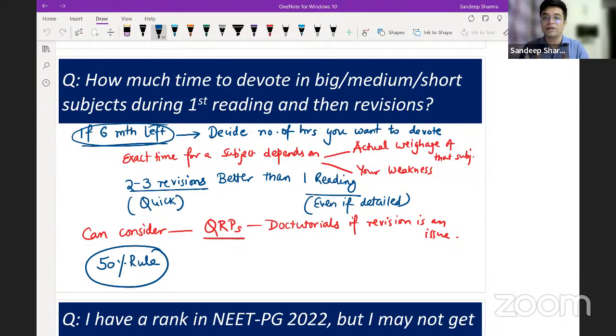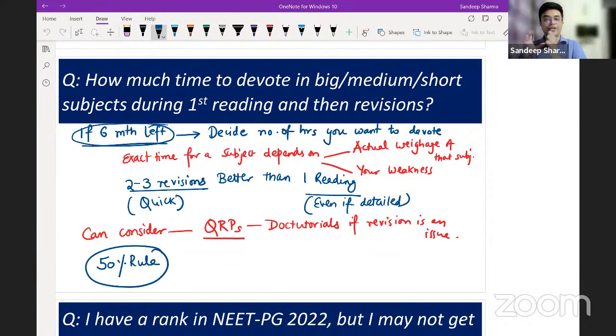It really works well. But when you break it down, you will find that for subjects like psychiatry or dermatology, you will be getting only 1 day per subject in the first reading and half a day per subject in the subsequent readings. That's fine. End of the day, medicine will always have more weightage. So you need to give importance to medicine more than you will be giving to psychiatry or dermatology.